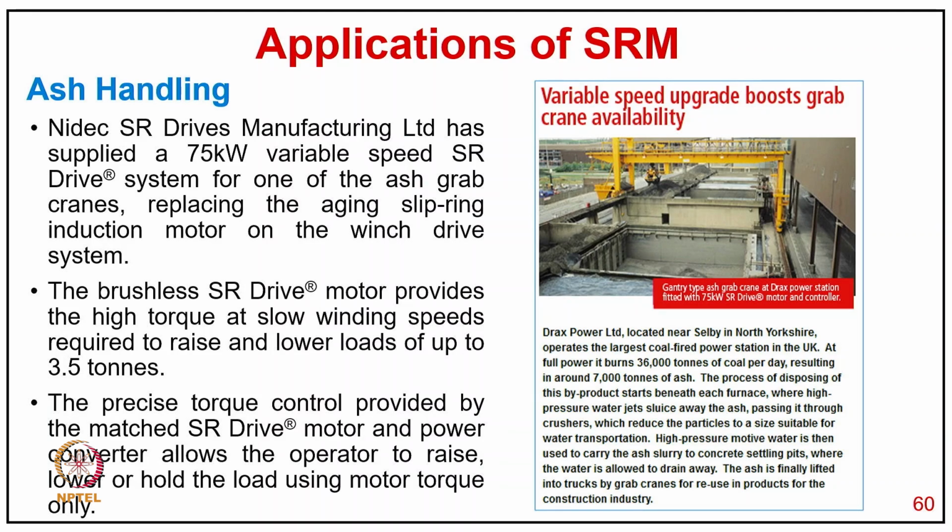Another is ash handling, a variable speed upgrade to boost grab crane availability, as you can see in the photograph. Nidec SR Drives Limited has supplied a 75 kilowatt variable speed reluctance motor drive system for one of the ash grabbing cranes, replacing the aging slip ring induction motor on the winch drive system. The brushless SR drive motor provides the high torque at slow winding speed required to raise and lower loads of up to 3.5 tons, and the precise torque control provided by the matched SR drive motor and power converter allows the operator to raise, lower or hold the load using motor torque only.